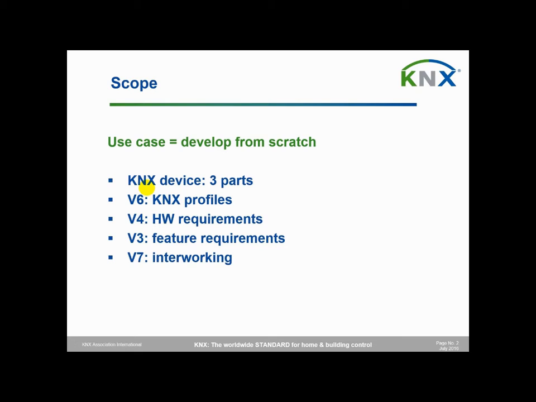So the specific parts covered by this webinar are, first, the KNX device, so have a look at it in this context, where we can distinguish three parts. Then I will address the different volumes that you also need to use in this context. To give you an overview: volume 6, the KNX Profiles; volume 4, hardware requirements of the product; feature requirements in volume 3; and volume 7, interworking.